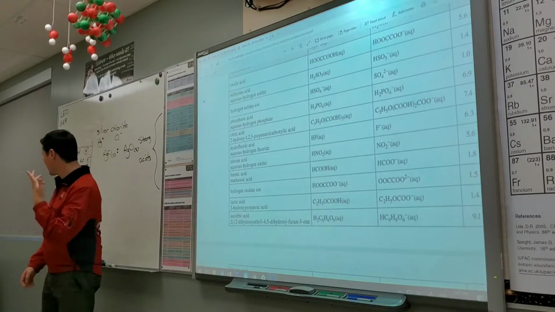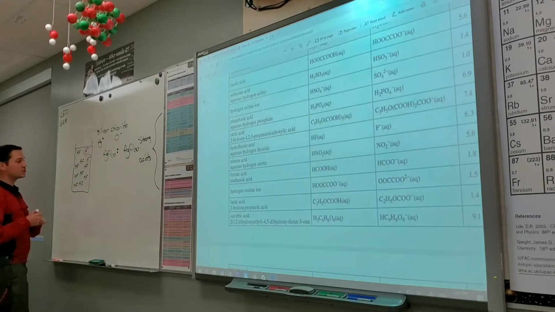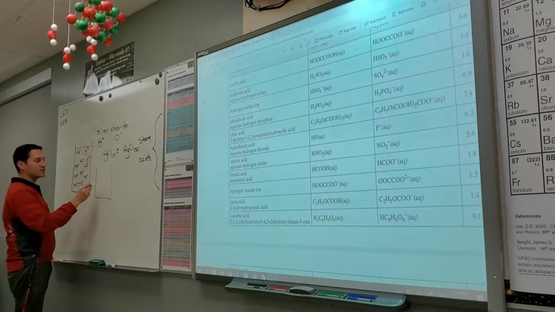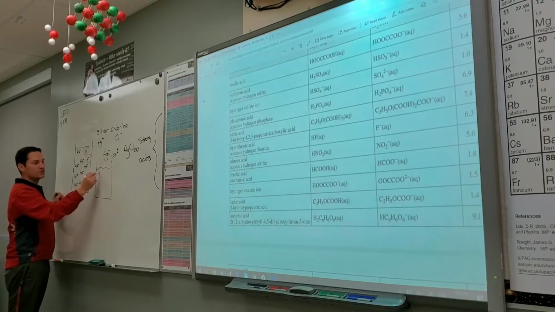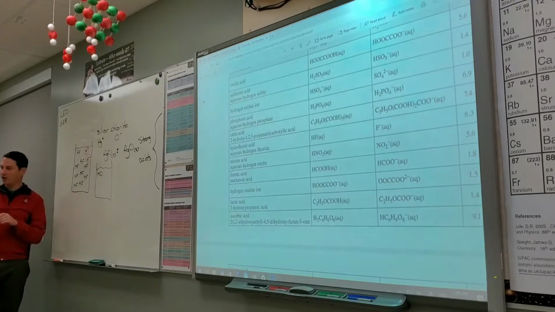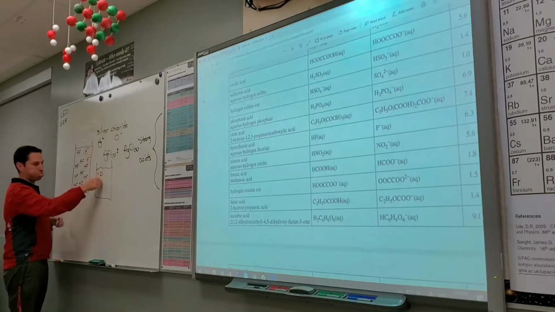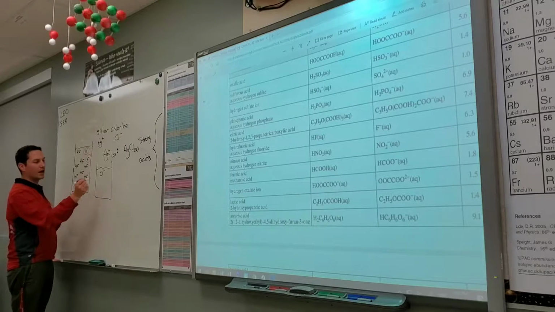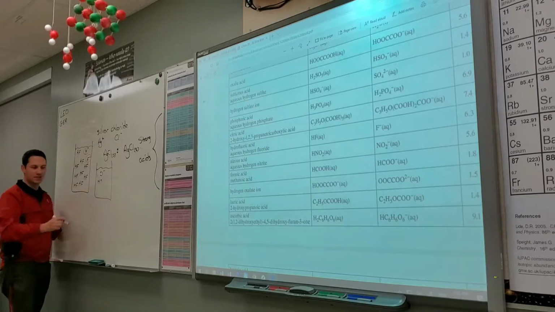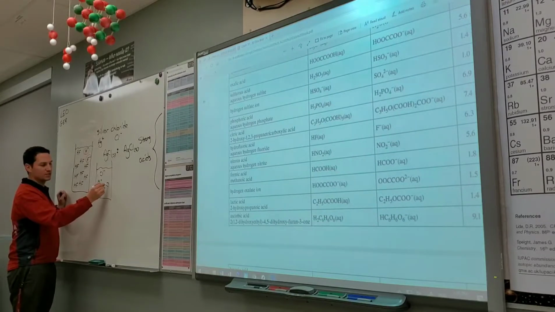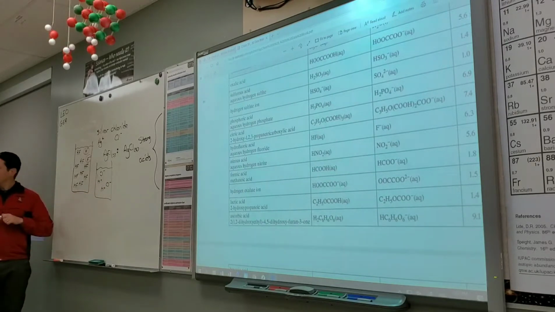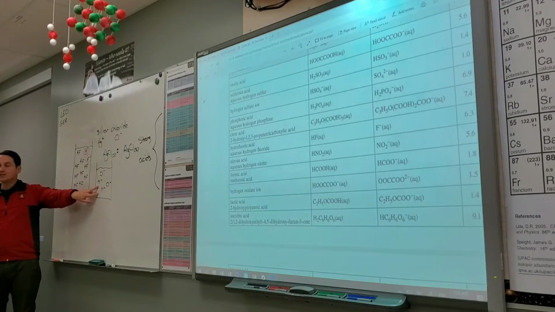Strong acids: if this was HCl, the reason why we're spending so much time on this is because I need you to understand this. As soon as I put one HCl into water, what happens to it? It immediately ionizes into H plus and Cl minus. And then I add another one, and it immediately turns into H plus and Cl minus. Do you know what I mean? So what's the major entity for strong acids?